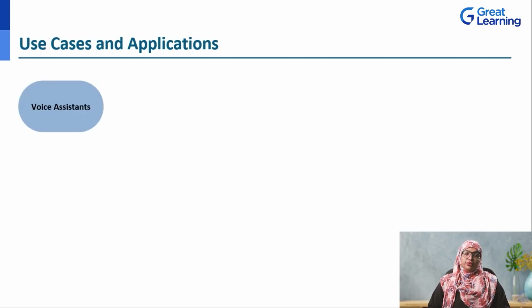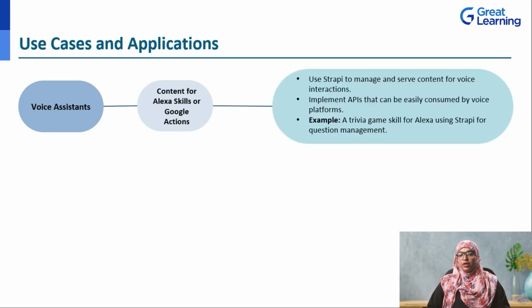And then moving on to further use cases is your voice assistants, like content for Alexa skills or your Google actions, right? You can use your Strapi to manage and serve content for your voice interactions as well. You can implement APIs that can be easily consumed by your voice platforms, like you have your Alexa. So an example you can say is a trivia game skill for Alexa using Strapi for question management.